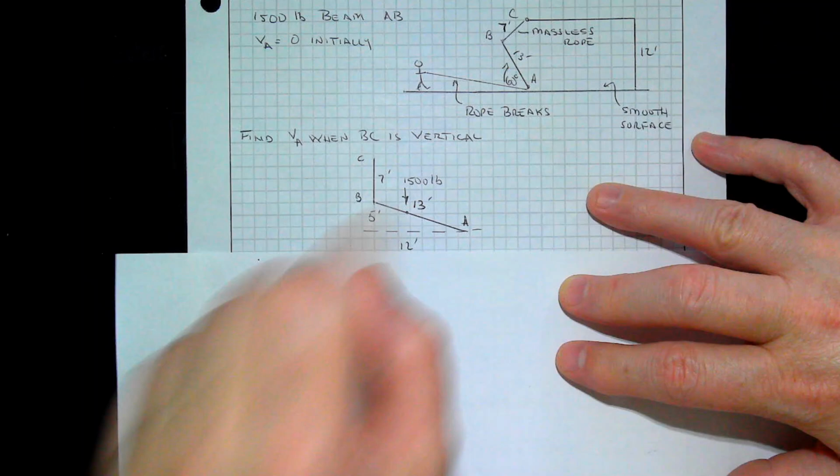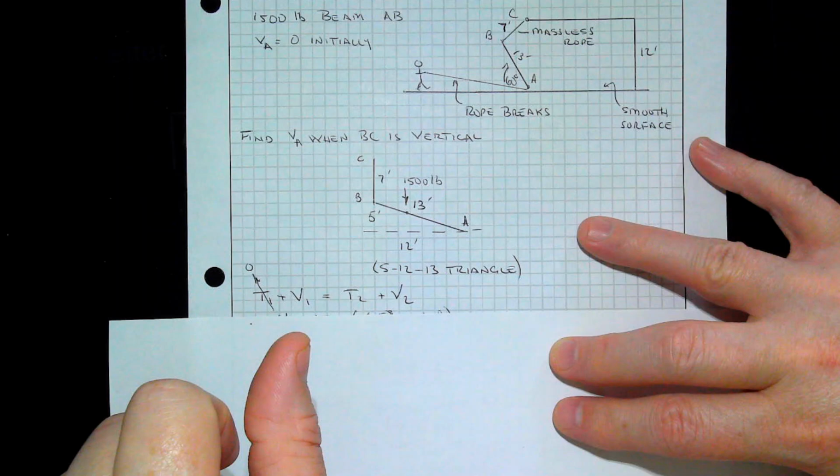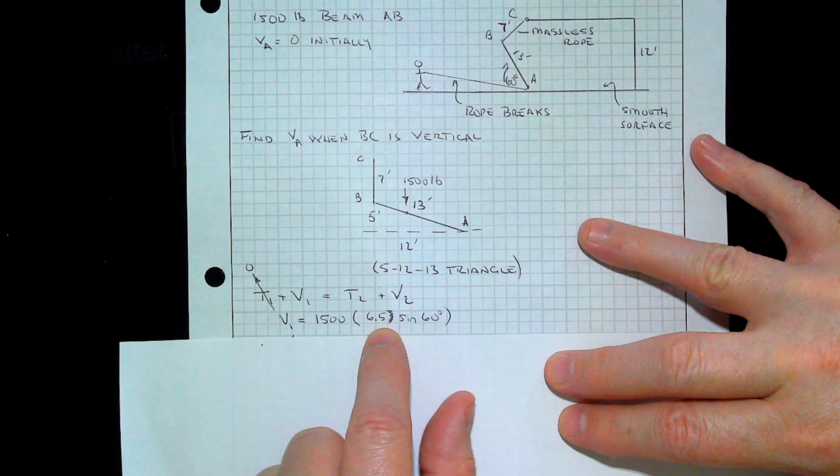All right. So this beam is 13 feet long, and it's currently at 60 degrees. And the surface is smooth, so there's no friction as they're trying to pull this along. The person's pulling on this rope here, connected to this other end, as they're trying to stand it up, and uh-oh, the rope breaks.